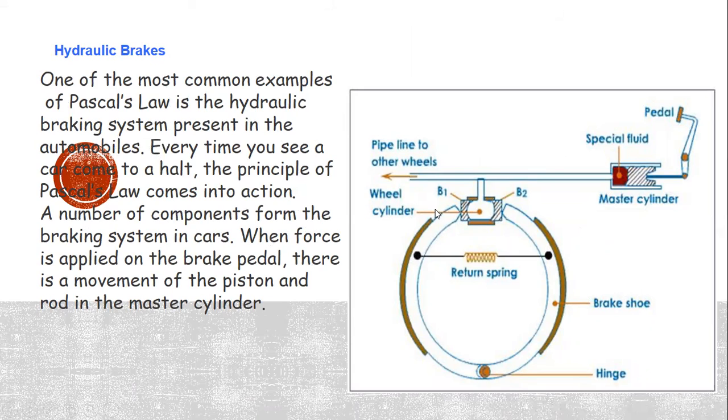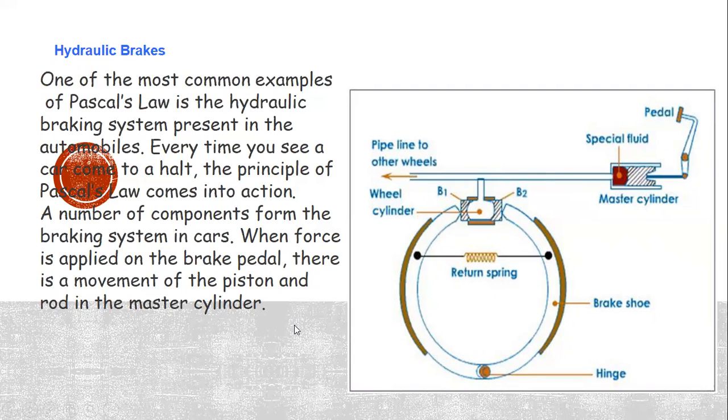So we are going to see what the parts of the hydraulic brake system in a car are. You see, this is the brake pedal, and at the end of the brake pedal there is a master cylinder, and these are the tubings. They are provided with a special, incompressible fluid, and all this tubing goes to each wheel, and they are also provided with pistons.